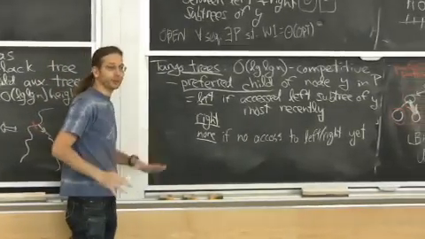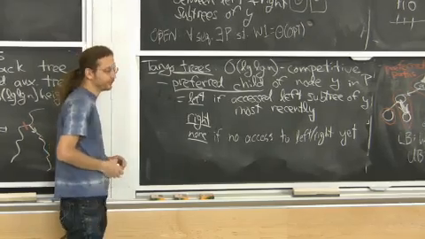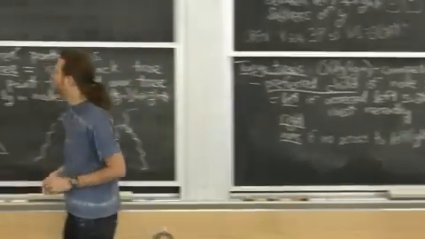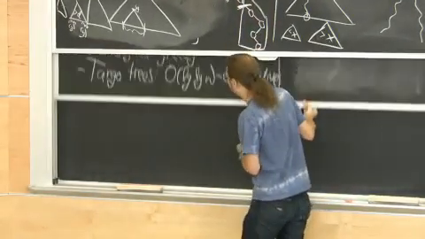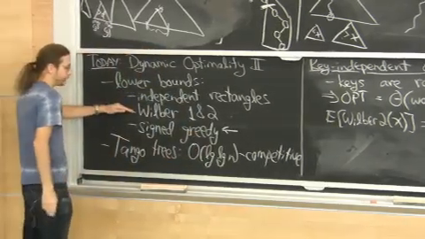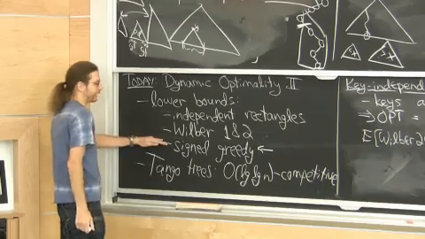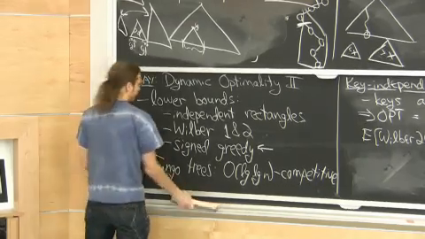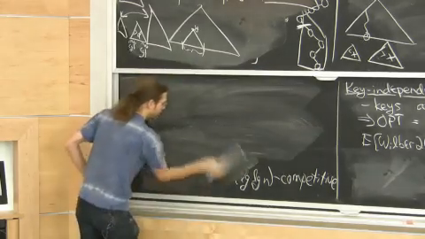But greedy, we're still pretty sure is good. It should be constant factor away from optimal. So I want to talk a little bit about that. There's one thing on this outline we haven't talked about. We did independent rectangles. We did Wilber 1 and 2. We saw applications of them, in particular tango trees. One thing we haven't done is signed greedy. So let's do signed greedy.